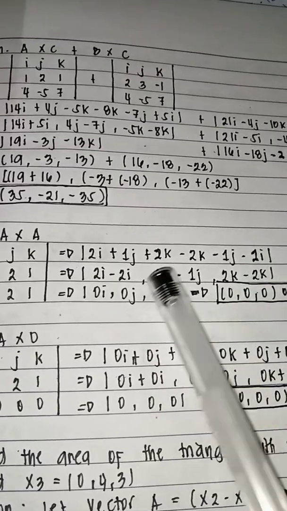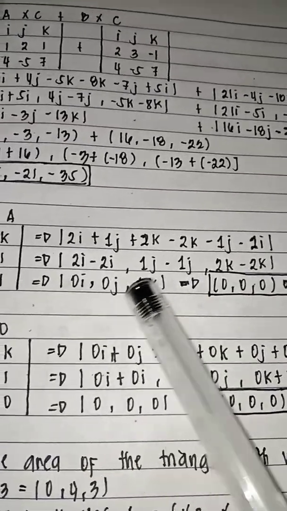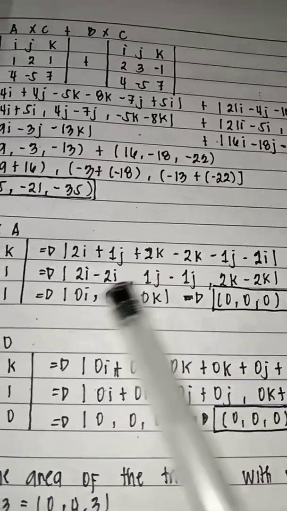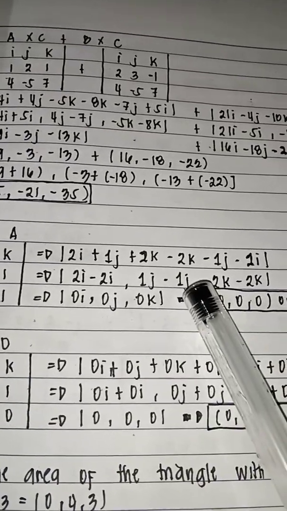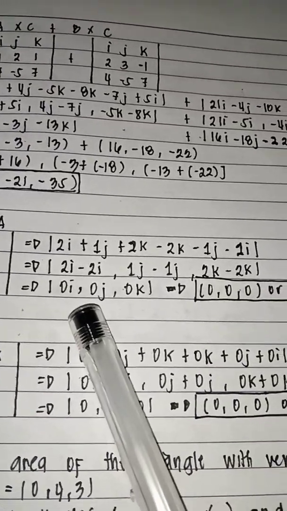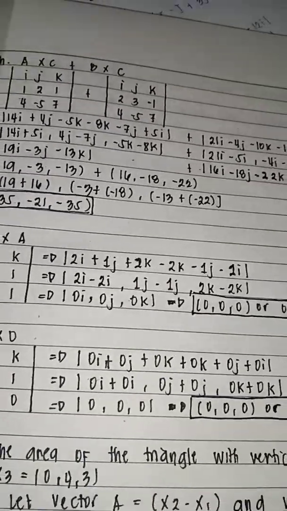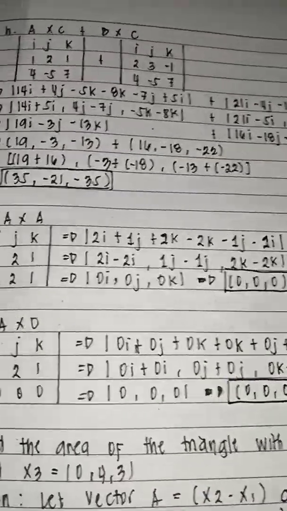Next thing to do is to combine like terms. So 2i minus 2i, 1j minus 1j, 2k minus 2k. So 2i minus 2i is equal to 0i. 1j minus 1j is equal to 0j. 2k minus 2k is equal to 0k. So the final answer of letter I is 0, 0, 0, or 0.